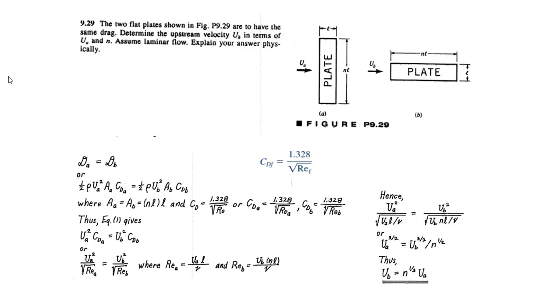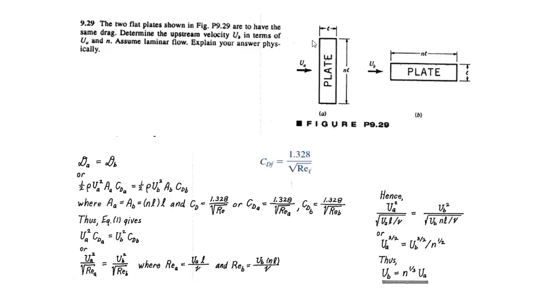The two flat plates shown in the figure are to have the same drag. दो प्लेट्स हैं आपके पास. एक्चुअली दोनों प्लेट जो है वो सेम है, मतलब उनके सिर्फ ओरिएंटेशन में मसला, ओरिएंटेशन जो है वो बदली हुई है. और उन दोनों का जो पहली कंडीशन क्या है कि उन दोनों का जो ड्रैग है वो सेम है. So we have velocity UA and we have velocity UB. UA is approaching the first plate, which is A, and UB is approaching the second plate, which is B. The length is basically l, and the larger length of this rectangle is nl.